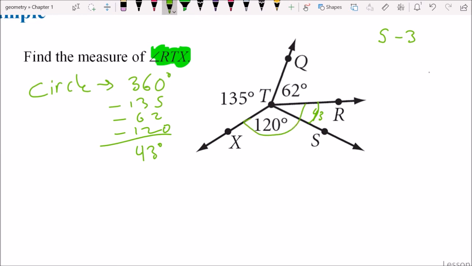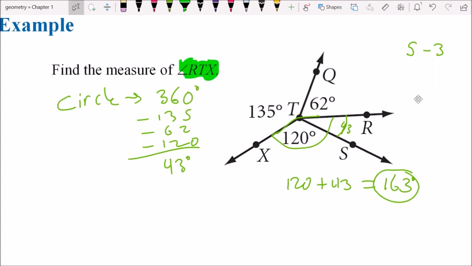All right, that's 120, that's 43. 120 plus 43 equals 163. Now that would be obtuse. Does this look obtuse? Yeah, that looks about right. Yeah, so absolutely, the answer is 163 degrees.